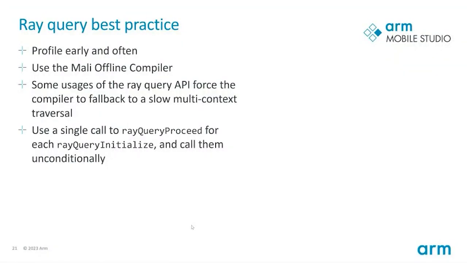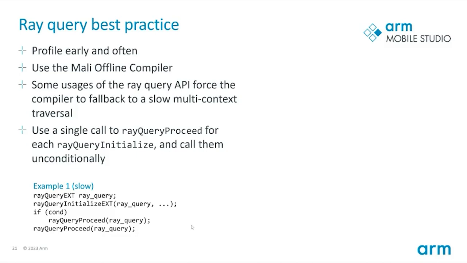To start with, I'll also point you to our free suite of tools called Arm Mobile Studio. Arm Mobile Studio contains multiple tools, but the one I'm focusing on here is the offline compiler. Since with ray query, everything is in your shaders, you can do some static analysis on the shader to find some quick optimization points.